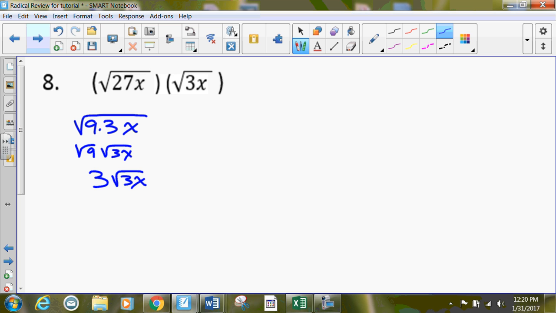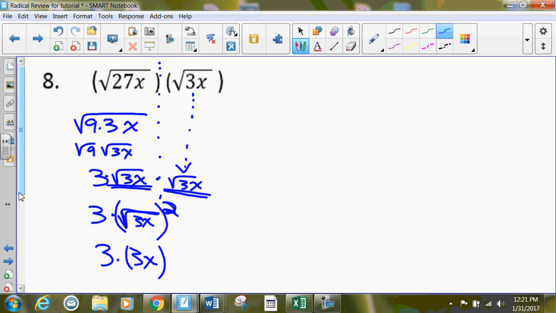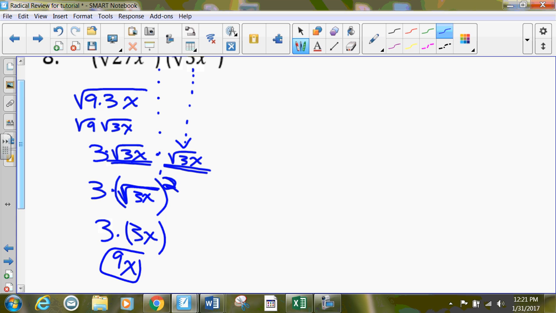So I just rewrote square root of 27x. And then square root of 3x, I can't do anything to. So now I'm going to look at this, and I've got 3 times root 3x times root 3x. And if we really want to see what that is, we have 2 ways to think about it. We can say that's 3 times square root of 3x squared, right? Because anything times itself is itself squared. And when we do that, we know that the square and the square root undo each other. And the 3x is free. So 3 times 3x is 9x. That's one way to get the answer.